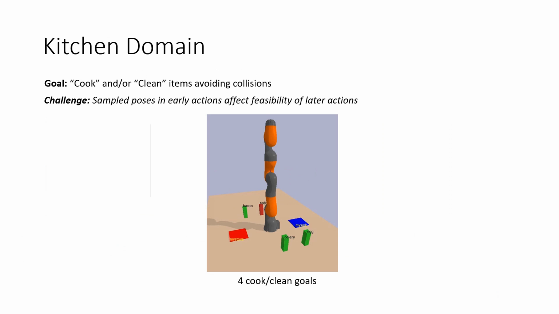This is the kitchen domain adapted from PDDL stream. The goal is to transfer items from one region to another, where the blue region is the sink and the red region is the stove. Here we have an example of 4 cook and clean goals, where 2 objects need to be transferred to both the blue and red regions.